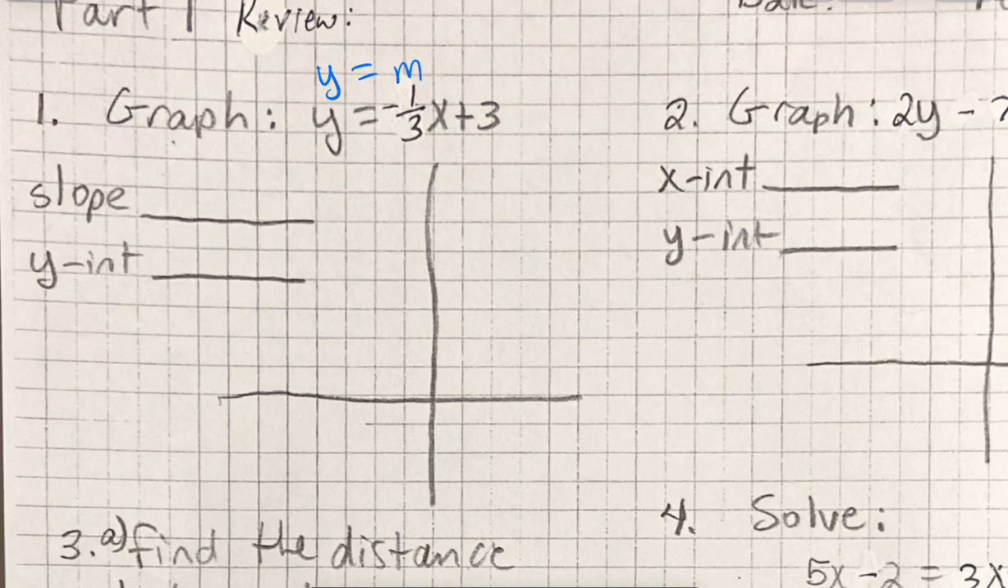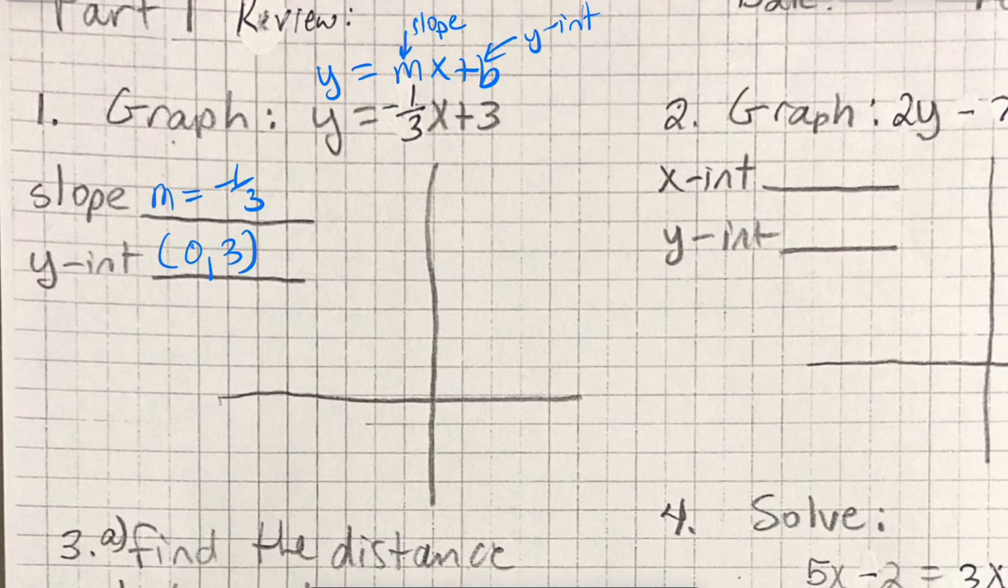if you have y equals mx plus b, that is your slope, and that is your y-intercept. So we can quickly answer the fact that the slope of this line is negative 1/3, and the y-intercept is the point 0, 3. Remember, I prefer the y-intercept to be written as a point. You may not, but okay.